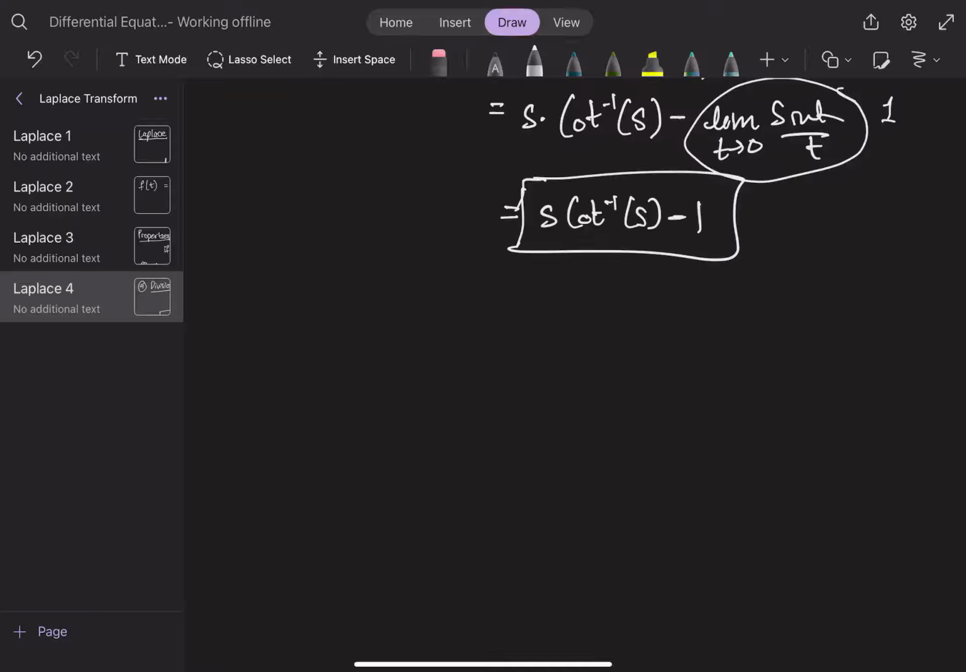Let's go on to the next property. We did Laplace of derivatives. Now let's do Laplace of integrals.